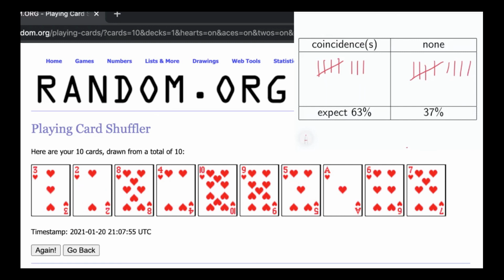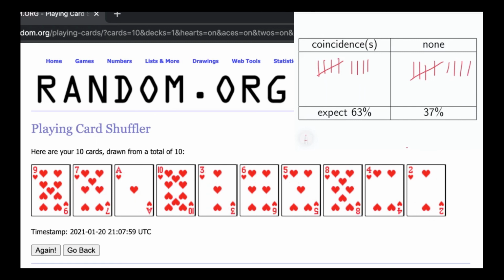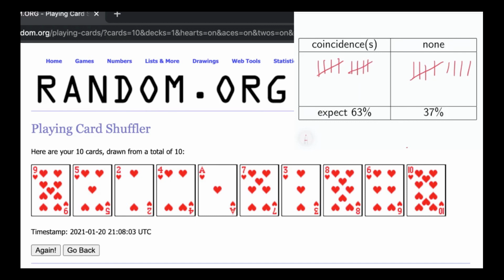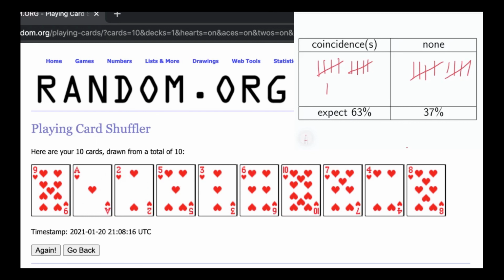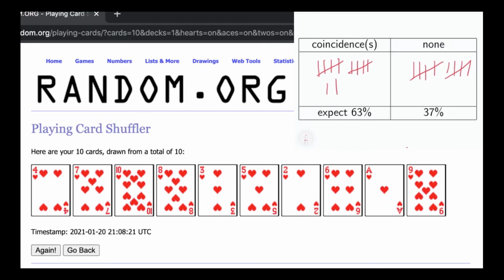1, 2. Coincidence. 1, 2, 3, 4, 5, 6. Coincidence. 1, 2, 3, 4. Coincidence. No coincidence. 1, 2, 3, 4, 5, 6. Coincidence. 1, 2, 3, 4, 5, 6, 7, 8, 9, 10. No coincidence.